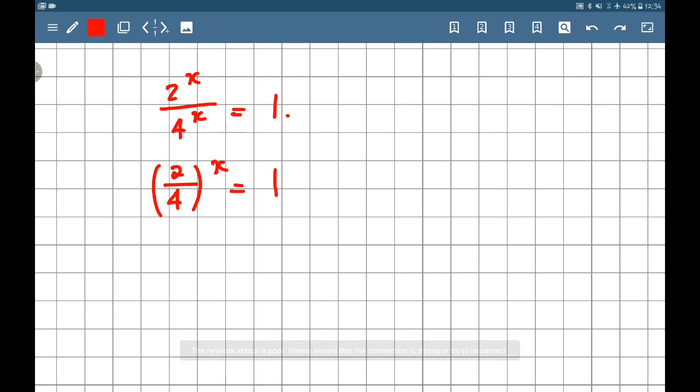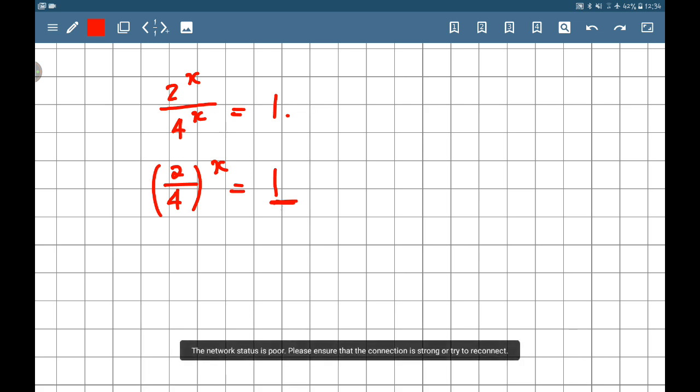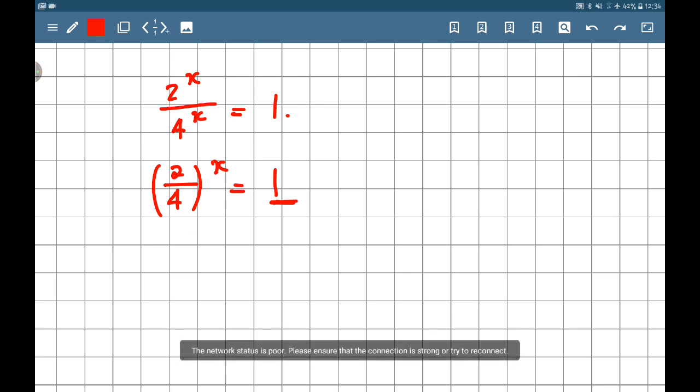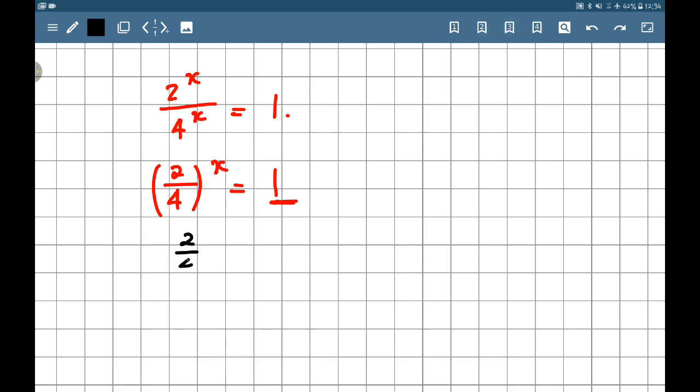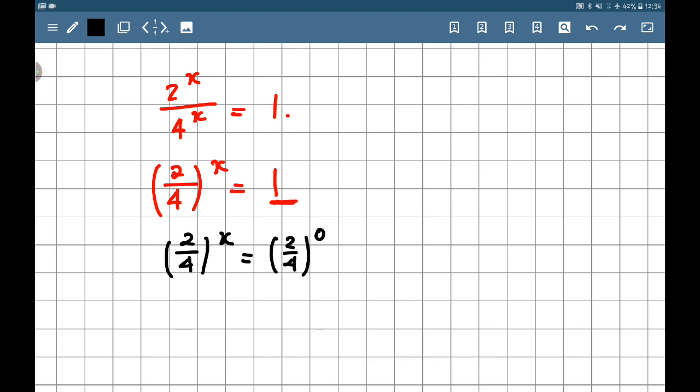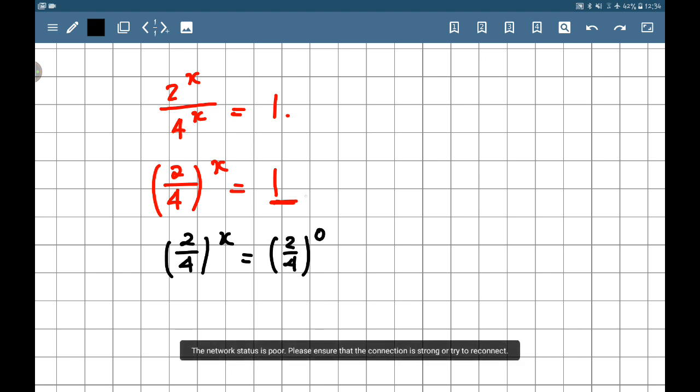Yes. You still remember these rules? Yes. And anything to the power 0 is 1, right? Yes. So in this case, it means we are going to write this as 2 over 4 to the power x is equal to 2 over 4 to the power 0. Sir, why did you put 2 over 4 to the power 0? Because anything to the power 0 is 1.